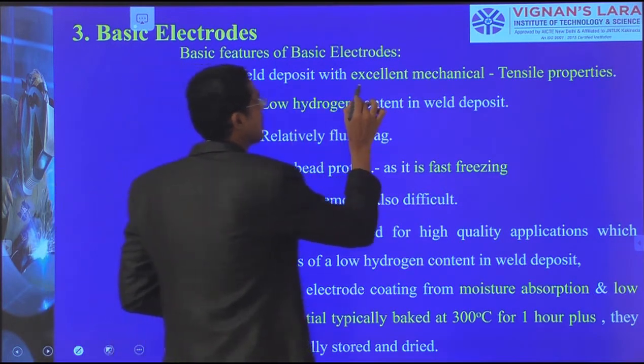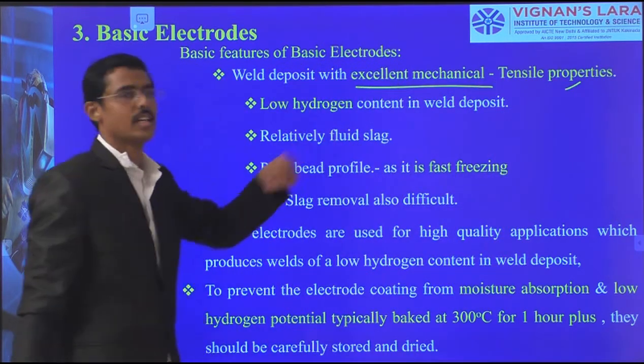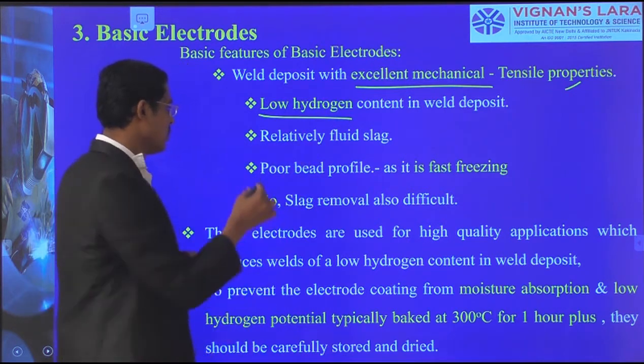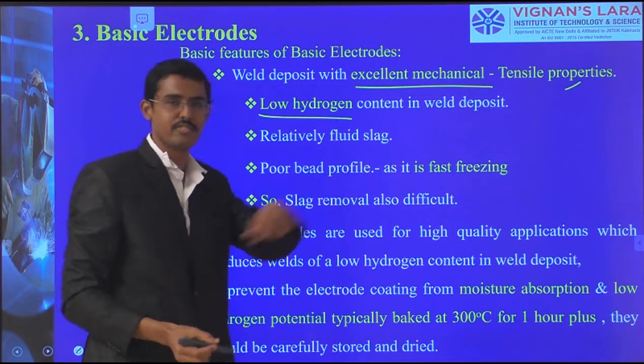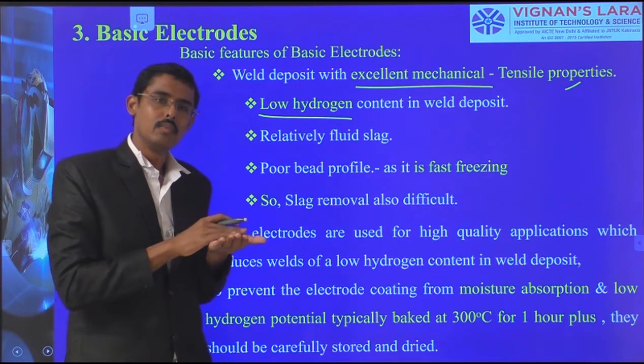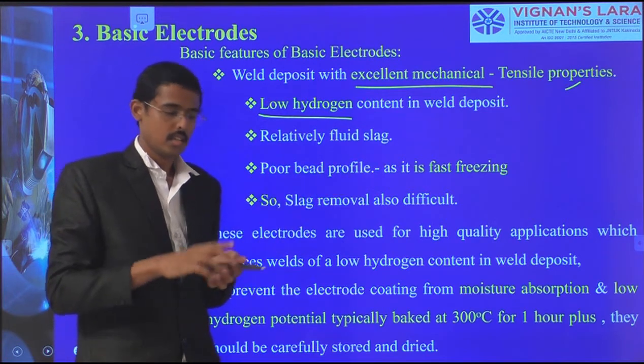Welded portions have excellent mechanical properties like tensile strength and toughness. Low hydrogen content in the weld. Low hydrogen, relatively fluid slags. Poor bead profile as it is fast freezing. Earlier we have seen slow freezing, smoothly, the weld profile looks beautiful. But here it is fast freezing.